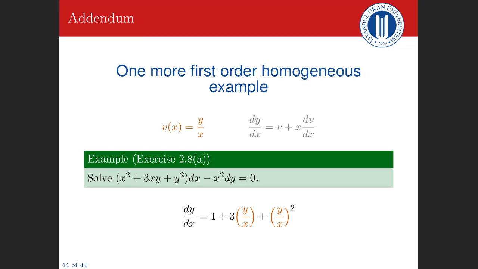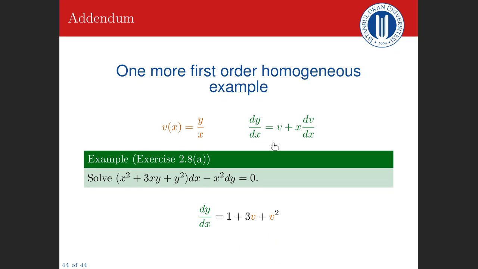Now, you note that the right-hand side is a function of y divided by x. Therefore, this equation is a homogeneous equation. And when it's a homogeneous equation, we use the substitution v is equal to y over x. So instead of y over x here, we can write v, and instead of y over x here, we can write v. There we are. dy/dx is 1 plus 3v plus v squared.